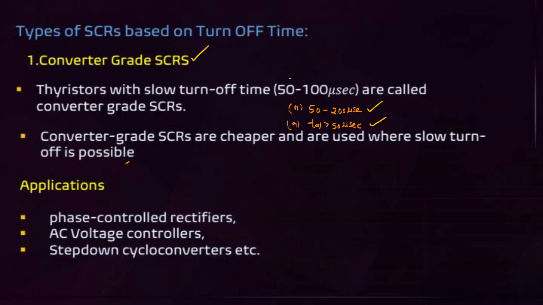Sometimes they will give 50 to 100 also. 50 to 100 is correct, 50 to 200 is also correct. If both are given, you select 50 to 100 microseconds. If 50 to 100 microseconds is not given, you select 50 to 200 microseconds. That is, the SCRs having turn off time greater than 50 microseconds are converter grade SCRs. These are used only for low frequency applications. Why? Because when turn off time is more, the frequency of operation is less. Then where can we use this converter grade SCR?